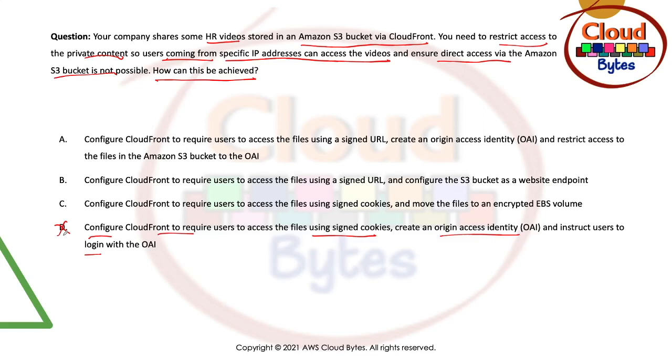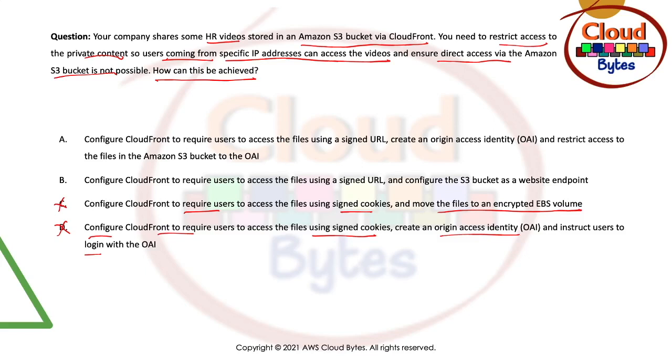The next one is configure CloudFront to require users to access files using signed cookies and move the files to an encrypted EBS volume. This is a distractor. Why will I move the file to an encrypted EBS volume? We are using an S3 bucket, which is a kind of object storage, and an S3 bucket is something that we can expose easily with CloudFront without having this extra step.